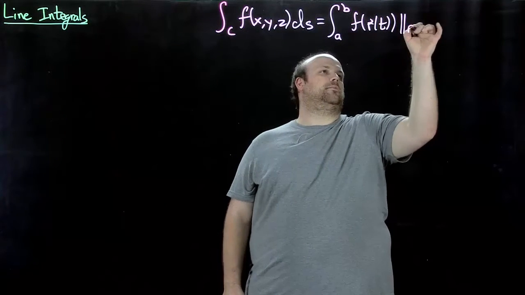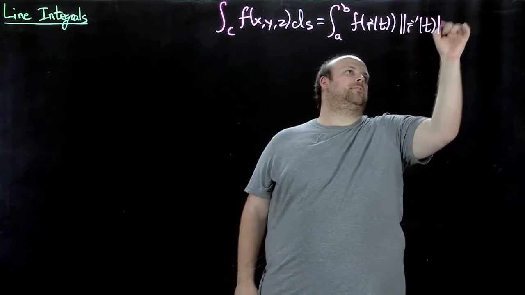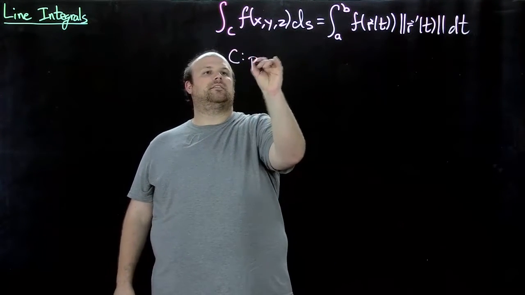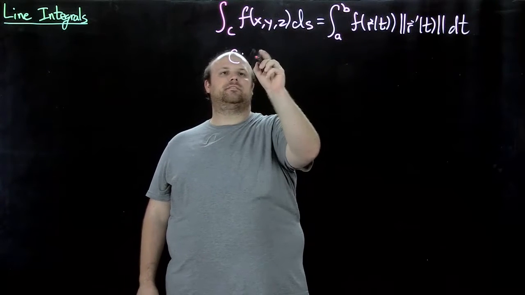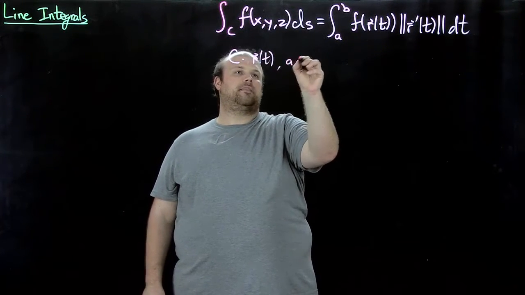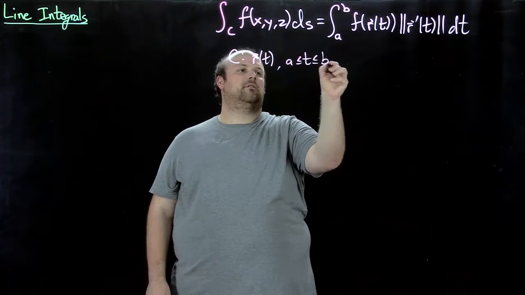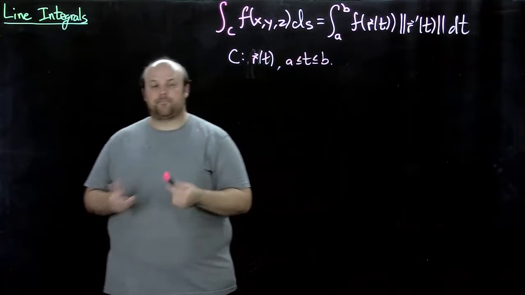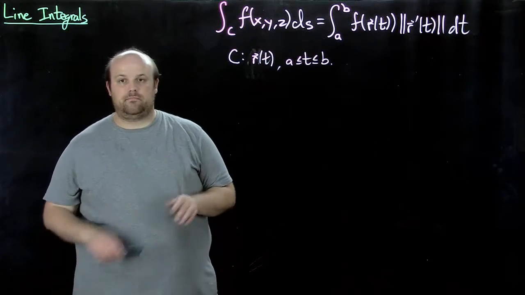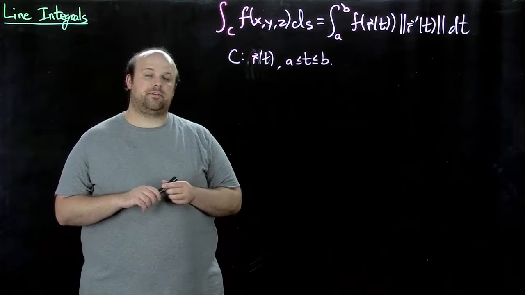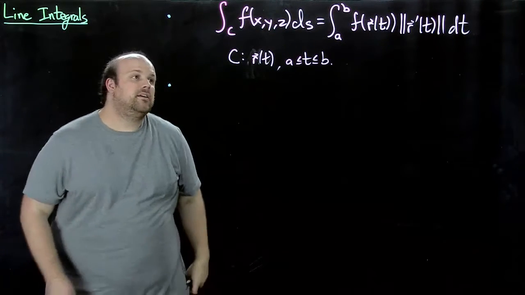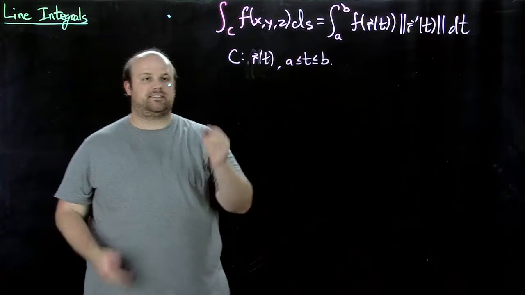What is this? Magnitude r prime dt. Right? Where C is parameterized by, of course, r of t, and t goes between a and b. So that's, of course, always possible. It can be in 3 dimensions. Right? Another point I want to bring up is, let's say C is piecewise defined.